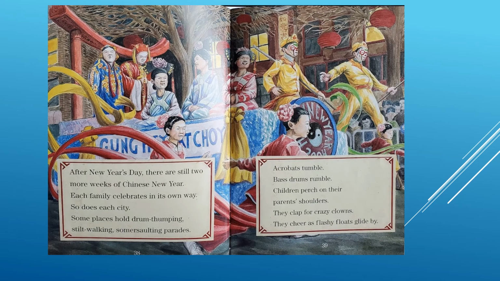After New Year's Day, there are still 2 more weeks of Chinese New Year. Each family celebrates in its own way. So does each city. Some places hold drum thumping, stilt walking, somersaulting parades. Acrobats tumble, bass drums rumble. Children perch on their parents' shoulders. They clap for crazy clowns. They cheer as flashy floats glide by.